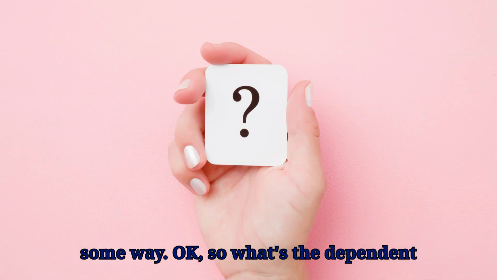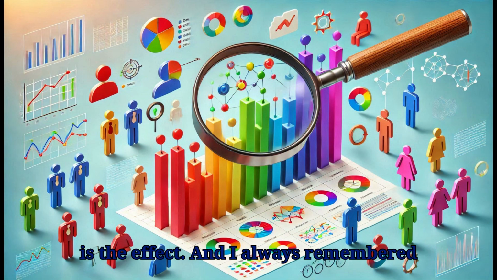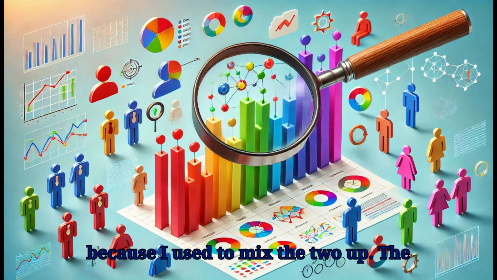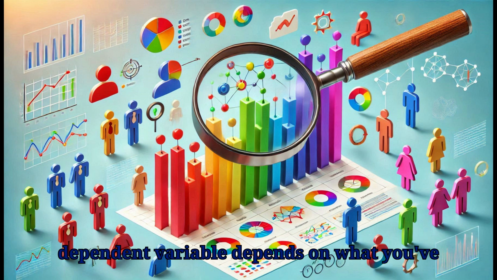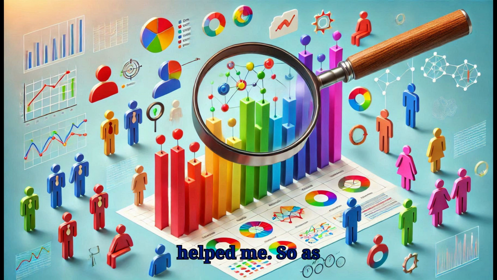Okay, so what's the dependent variable? The dependent variable is the effect. And I always remembered this when I started studying psychology because I used to mix the two up. The dependent variable depends on what you've done to the independent variable, and that helped me. Great. So, as I said, it's the effect.